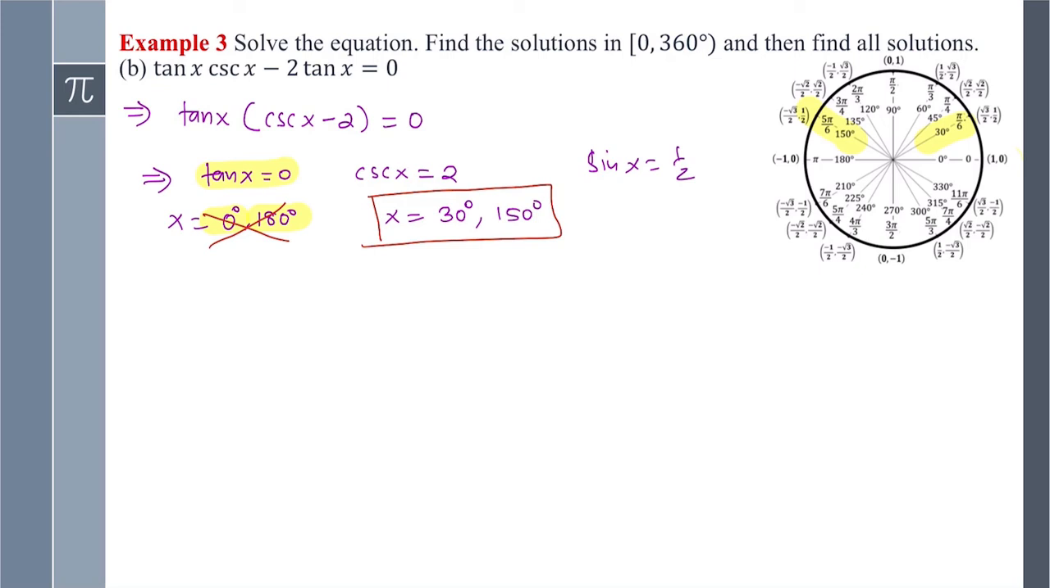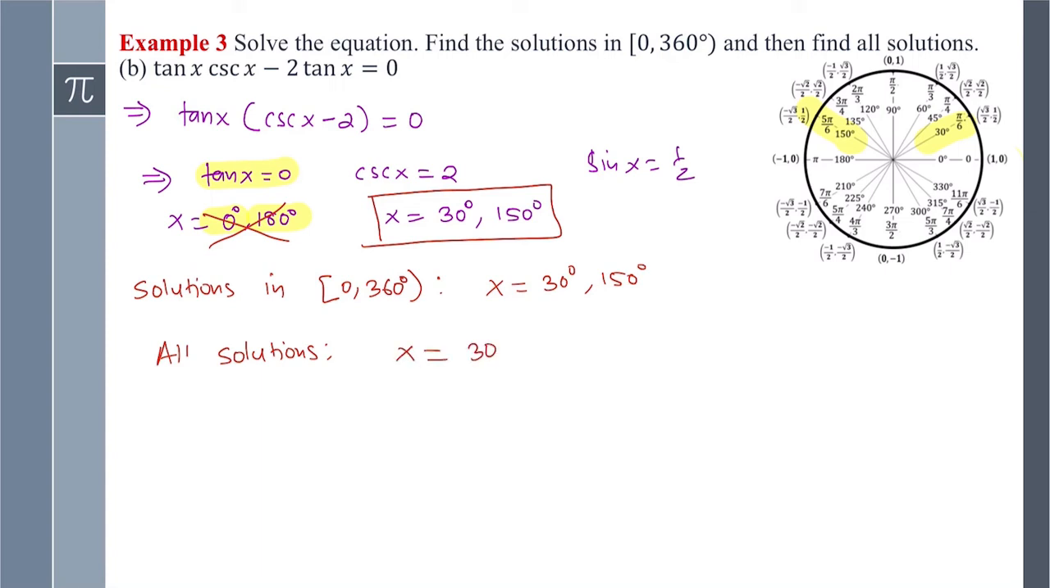So the solutions in 0 to 360 degrees, in that interval, are x equals 30 degrees and 150 degrees. And then all solutions, or the general solutions, are represented by x equals 30 degrees plus 360 degrees times n, and x equals 150 degrees plus 360 degrees times n. So these are all solutions.